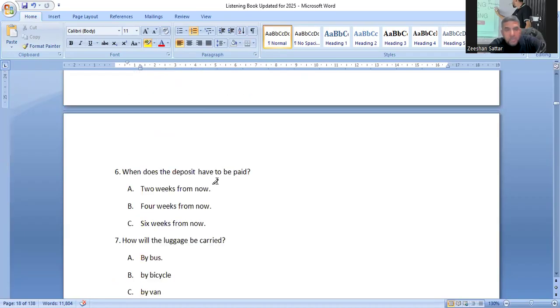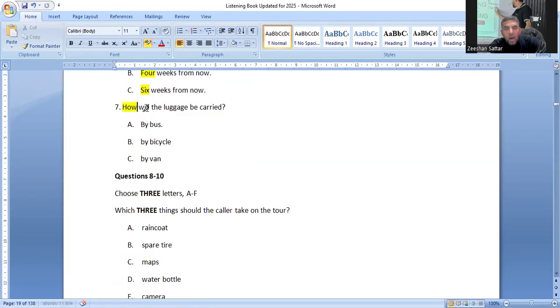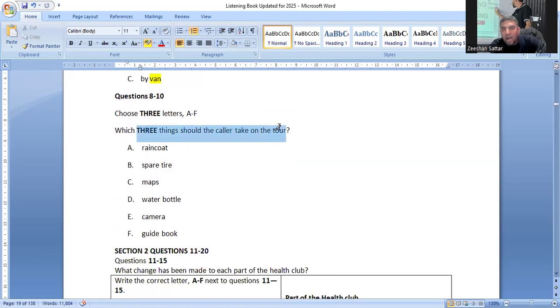So now it is when the deposit has to be paid. When finger to be paid, pencil 2 weeks from now, 4 weeks from now, 6 weeks from now. So 2, 4 and 6 will be in front of your eyes. How the luggage be carried? Okay, so luggage carried, pencil. How? Finger. By bus, by bicycle, by van. Which 3 things scholar have to take to her?